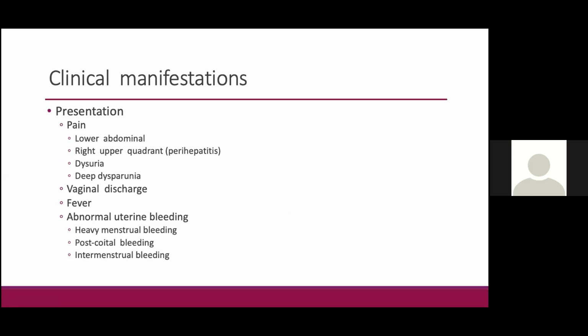Right, so the pain can be low abdominal, or right upper quadrant due to perihepatitis, what we call Fitz-Hugh-Curtis syndrome. They can present with dysuria, like a urinary tract infection, and what we call deep dyspareunia, right? And they can present with vaginal discharge, usually offensive. They can have fever. They can have abnormal bleeding, including post-menopausal bleeding, post-coital bleeding, and intermenstrual bleeding. Irregular bleeding and postcoital bleeding are common with somebody who has PID because of the inflammation.